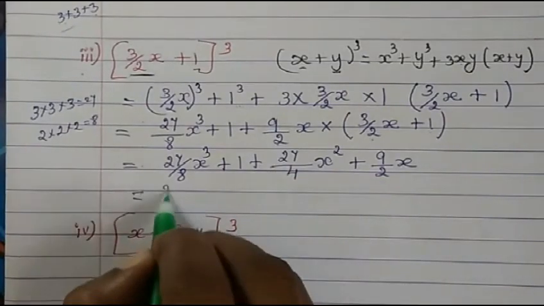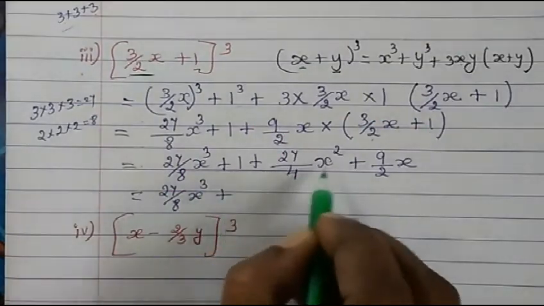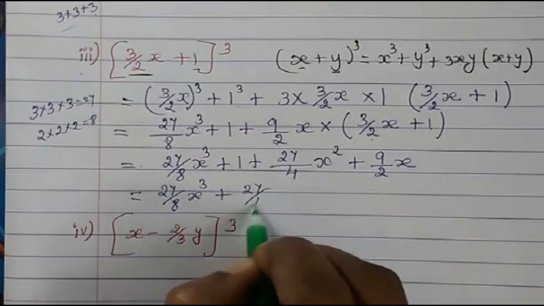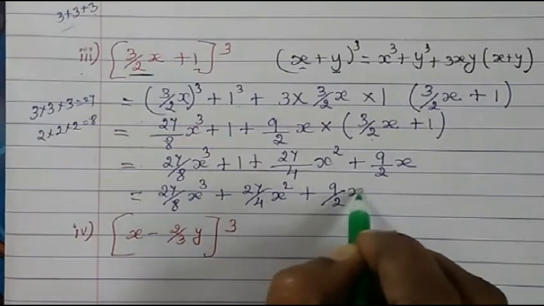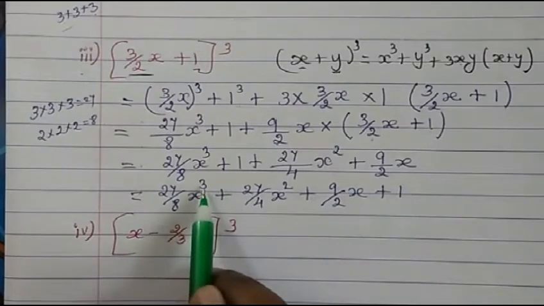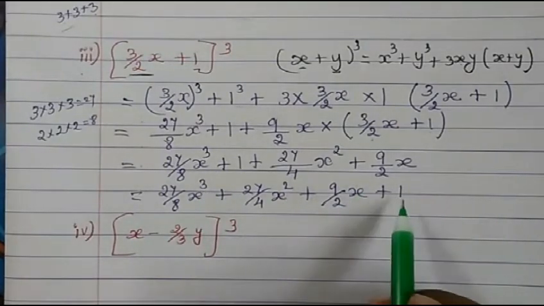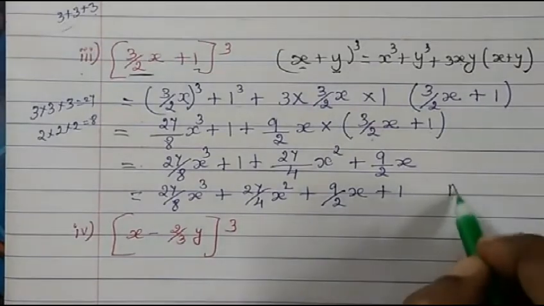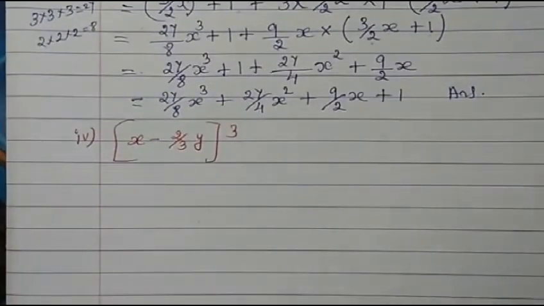So now let's arrange them in the standard form. So 27 upon 8 x cube plus next will be 27 upon 4 x square plus 9 upon 2 x plus 1. So now it is in standard form. Highest degree 3, here highest degree 2, here highest degree 1, and then constant here. So this is our answer.